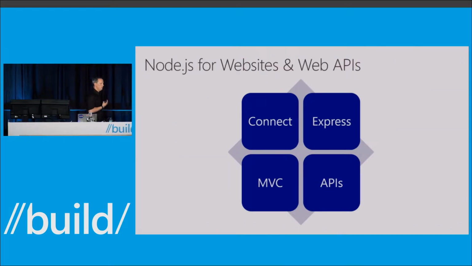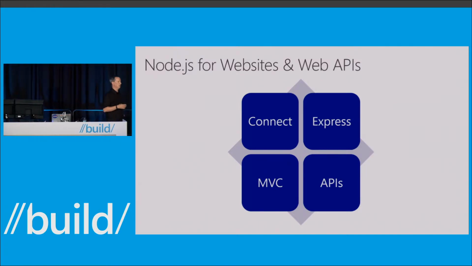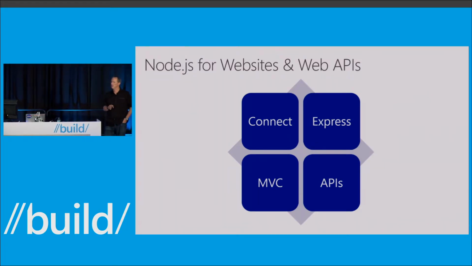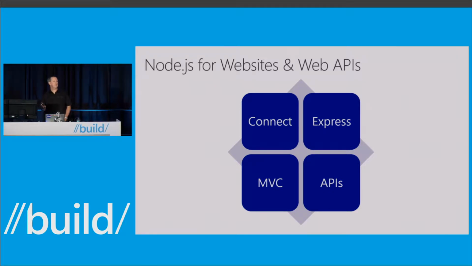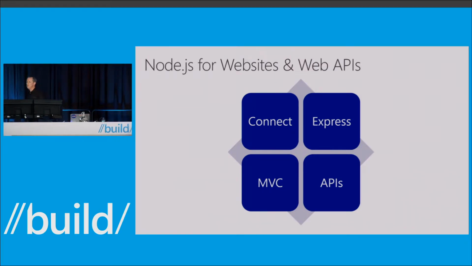When I'm using Node.js for building websites and doing different web APIs, there's a couple different things you want to look at, and I'm not going to dive into too much depth here. I want to spend a little more time talking about the Office add-ins and doing the demo. Here's the way it works. You've got a couple different components. You have a thing called Connect. You have a thing called Express. We all know what MVC is. We do ASP.NET MVC. We can do MVC apps, web apps, using Node as well. And we want to be able to use Node to build APIs, like REST APIs.